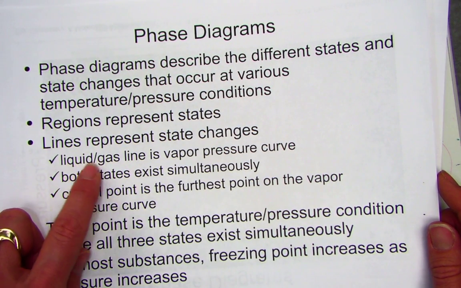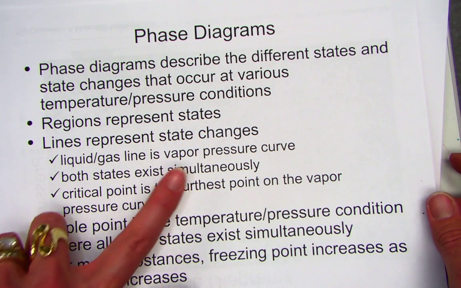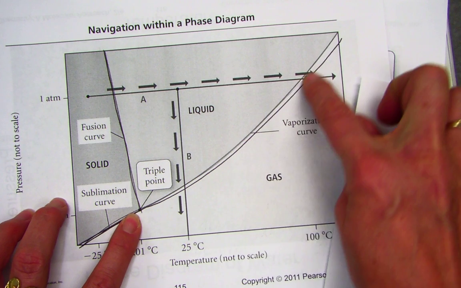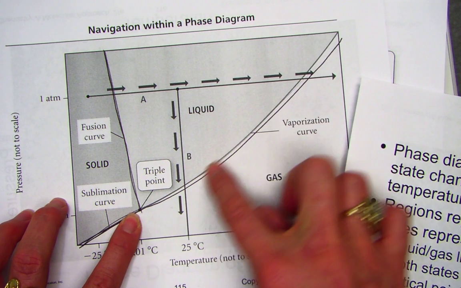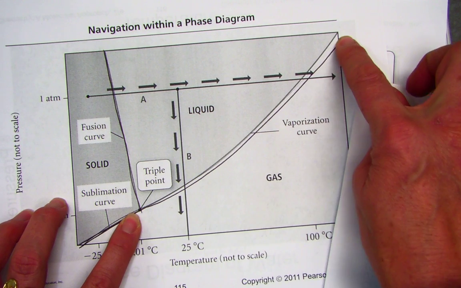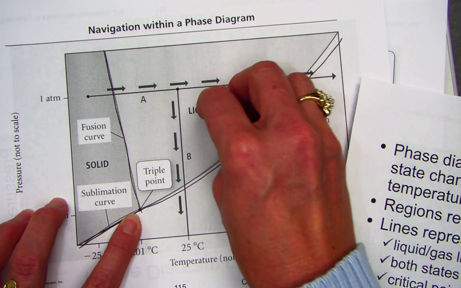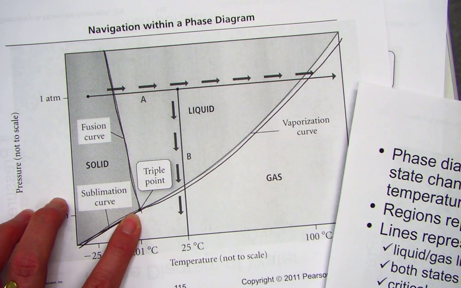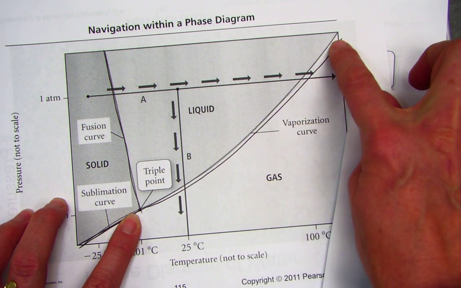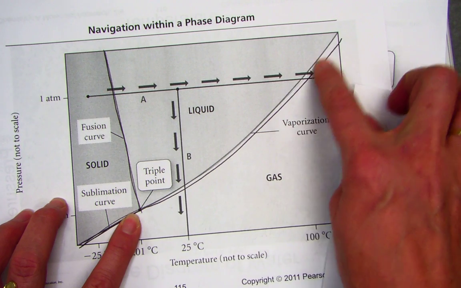There is a liquid gas line to represent vapor pressure. The liquid gas line separates those two phases. This is the very definition of vapor pressure. The gas is pressing down on the liquid form in a dynamic equilibrium. Both states exist simultaneously at this particular line segment.